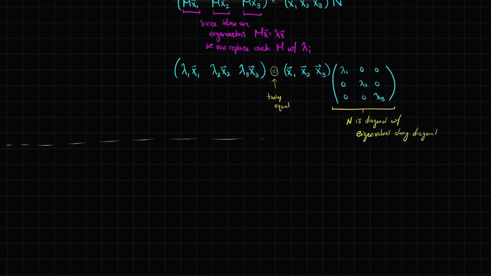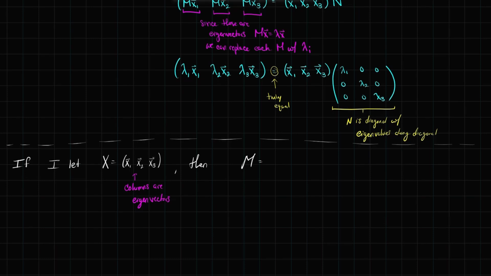So this was really a wraparound way of saying that if I let capital X be a collection of eigenvectors, those are all columns, so columns are eigenvectors, then any 3 by 3 matrix with 3 distinct eigenvectors satisfies M equals X, then a diagonal matrix, lambda 1, 0, 0, 0, lambda 2, 0, 0, 0, lambda 3, then X inverse. This is diagonalization. We've represented M in terms of a diagonal matrix.